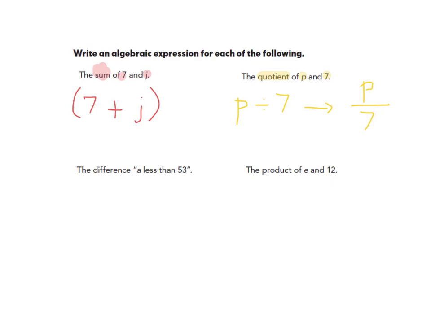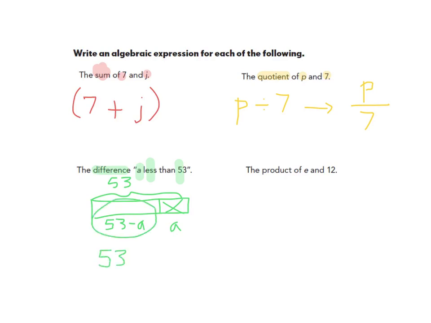When I look at the next one, the difference, a less than 53. Now this one sometimes is tricky for people. It's a less than 53. So it's not 53 if I think about it like this. If I think I had a full 53 here, and I'm taking off an a, I would call this a 53 without an a. That's what I would call this section. So the difference of a less than 53 means I had 53 and I took off a. And that's our answer to that one.